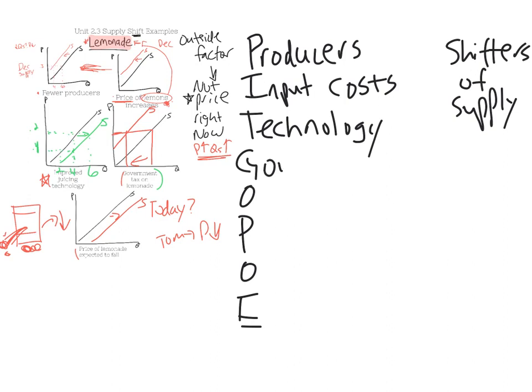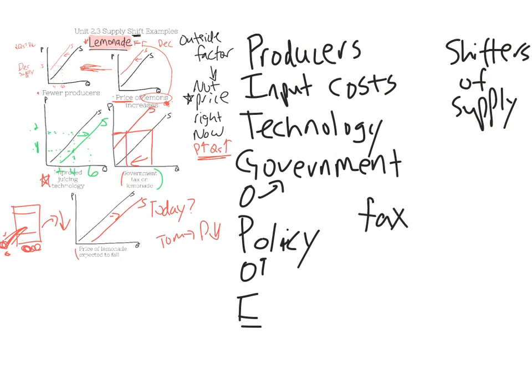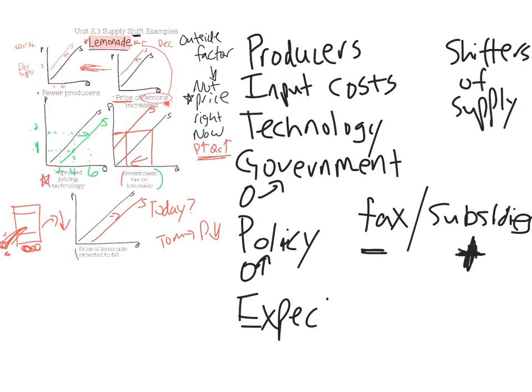This next one is a long one. It's government. Oops, that would be GO. And then this is policy. Government policy. And government policy are things like taxes and subsidies. All right? So think of taxes like taking money away, and a subsidy is giving money to. Right? So if the government gives you a subsidy to produce lemonade, it's going to increase supply of lemonade. And so that's GOPO, government policy. And the last one is expectation. Right, which we talked about right there, that one.